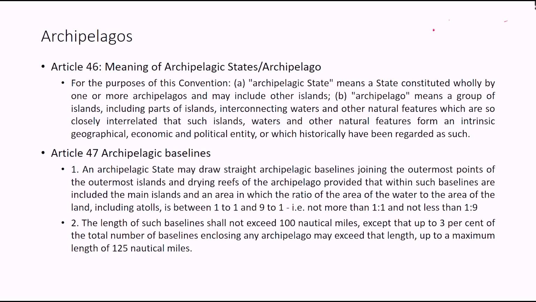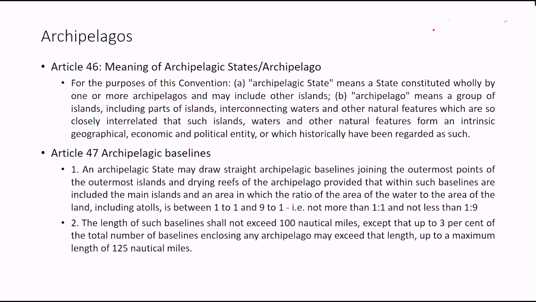So, when we consider a particular region to be an archipelago and we try to draw a baseline, we take into account the area of the water situated within the archipelagic state and compare it with the area of the land including atolls, which should be between 1 to 1, that is the area of land equal to the area of water, and 9 to 1, that is the ratio of water to land should be not more than 1:1 and not less than 1:9.